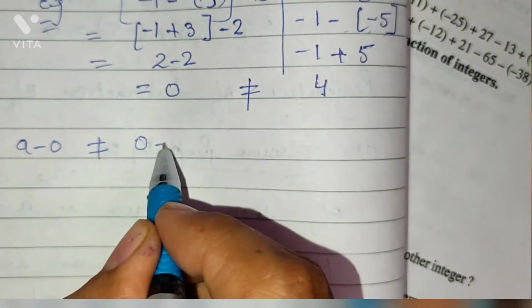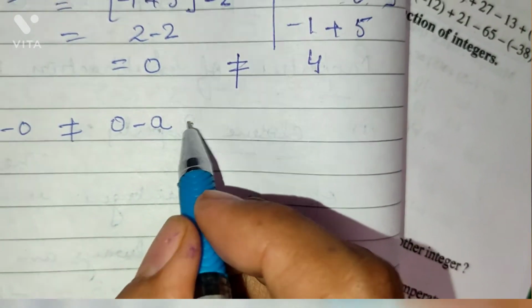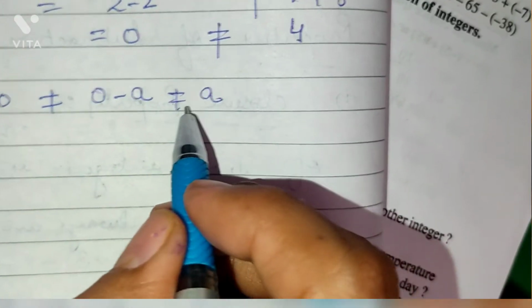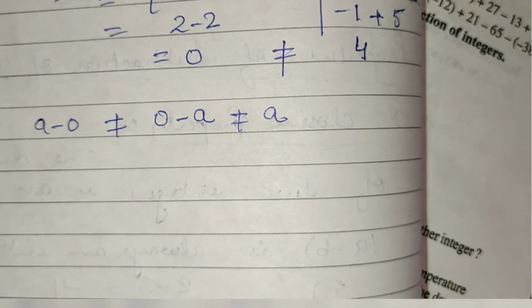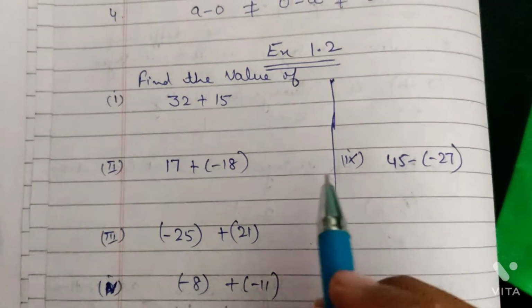Next is additive identity. Additive identity also doesn't hold in subtraction, as we will not get the same answer for a minus 0 and 0 minus a.